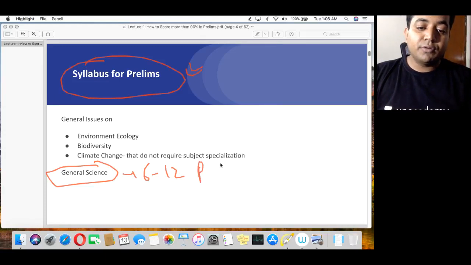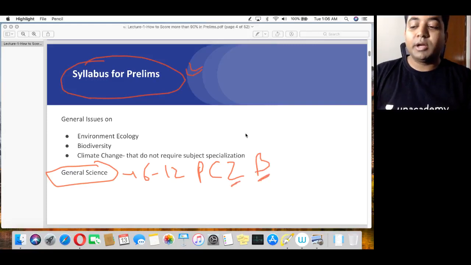will be based on 4 subjects: physics, chemistry. Some call it biology, but technically there is nothing called biology. There is zoology and botany. Okay, so these are the 4 subjects: PCB, BZ. So physics, chemistry, zoology, botany. Zoology deals with animals, botany deals with plants.